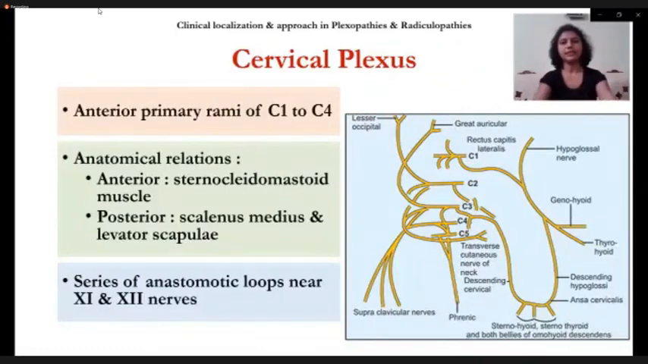First, the cervical plexus. The cervical plexus, as you all know, is formed by the anterior primary rami of the C1 to C4 spinal nerves. It is located behind the sternocleidomastoid and in front of the scalenus medius and the levator scapulae muscles. The cervical plexus consists of a series of anastomotic loops that lie in close association with the 11th and the 12th cranial nerves. And the branches of the cervical plexus can be divided into those that are predominantly sensory and those that are predominantly motor.